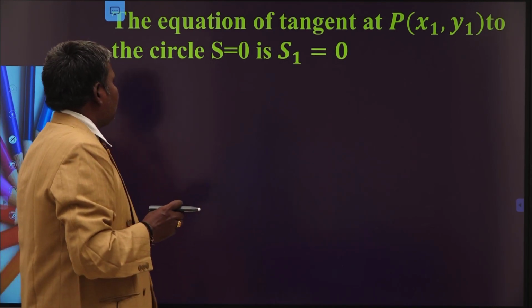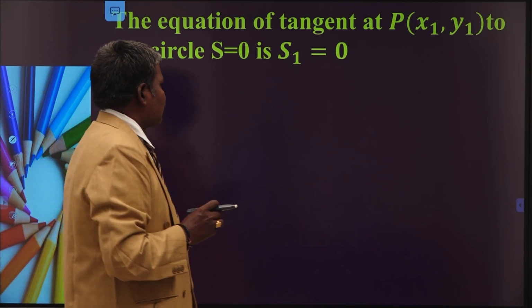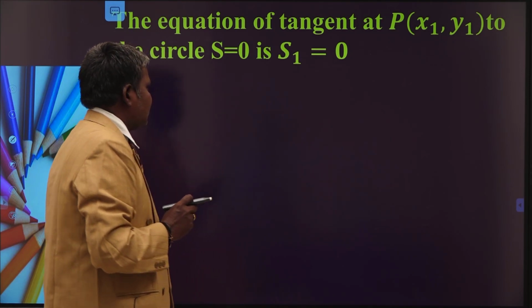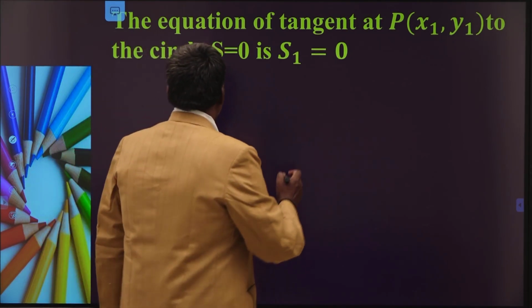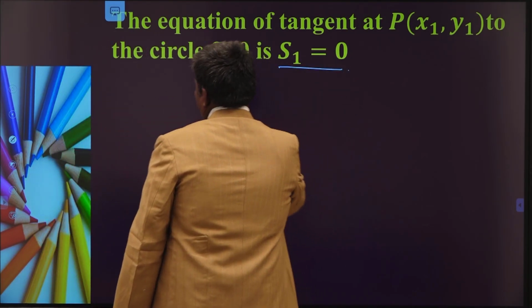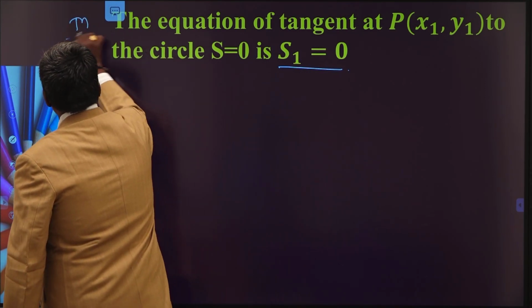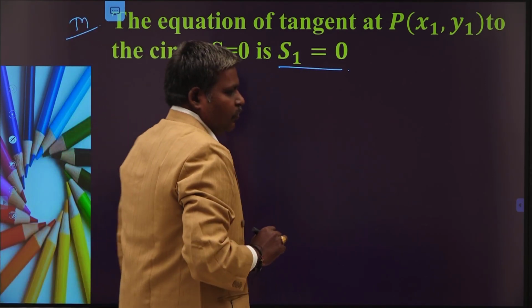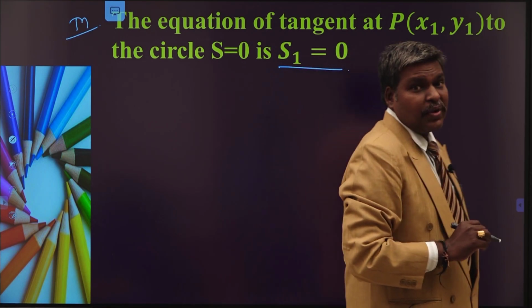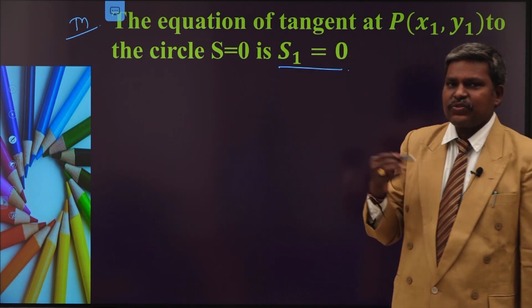Now, the equation of tangent at P(x1, y1) to the circle S = 0 is S1 = 0. This is the theorem. Next theorem. What are we going to prove? The equation of tangent at (x1, y1).